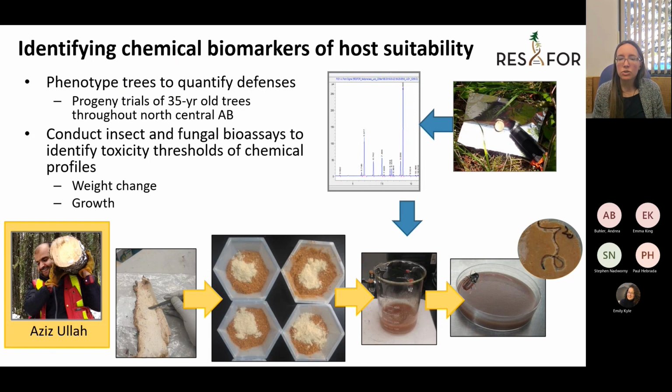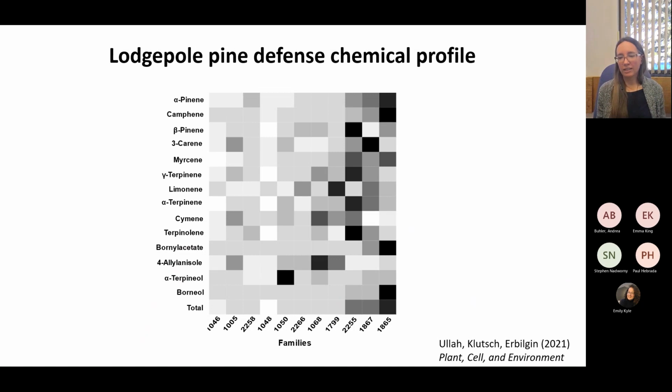And he did this in the lab using a great technique, mixing phloem and wood of trees with agar and some nutrients, and seeing how the beetles grew or accepted this media when adding different profiles of chemicals. And these profiles of chemicals came from the families of lodgepole pine that we phenotyped. So we went out there, we knew the parents of these trees, and we measured their chemical defenses in that we measured the quantity and quality of monoterpenes, and that's what's on the y-axis of this heat map.